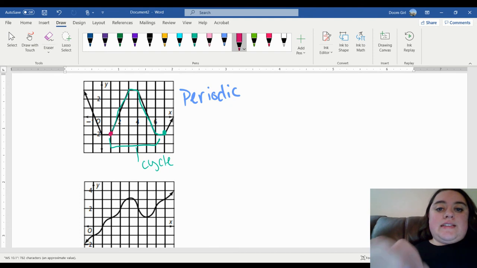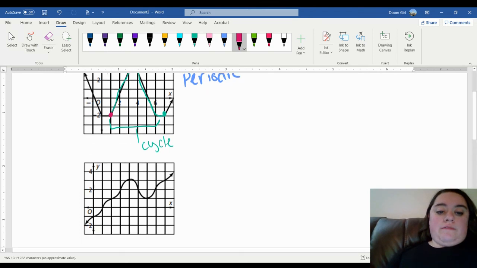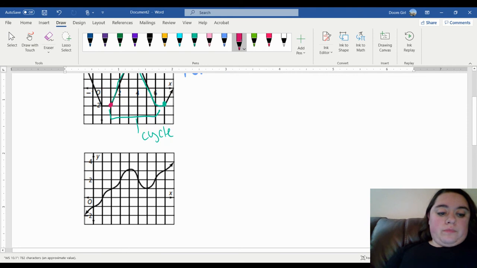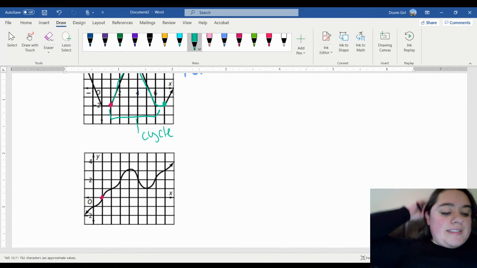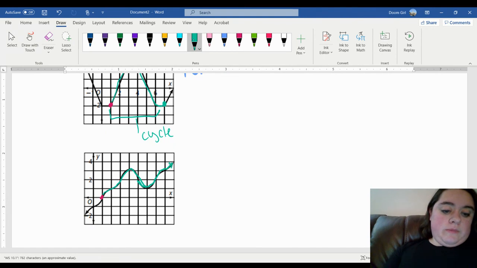Okay, let's test the same thing on graph number 2. Let me pick this point right here. And let's see if I'm able to trace one cycle of the function. I'm not getting back to that spot in any way, shape, or form. I just keep following this over and over and over again.